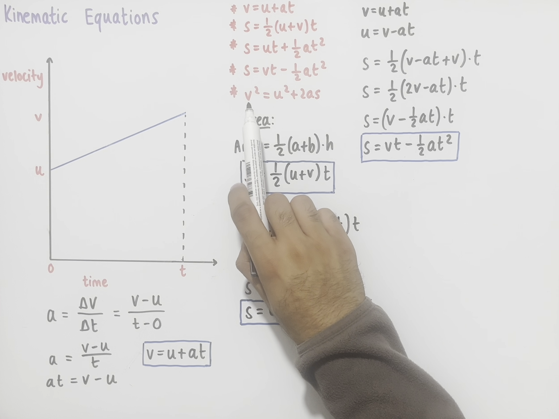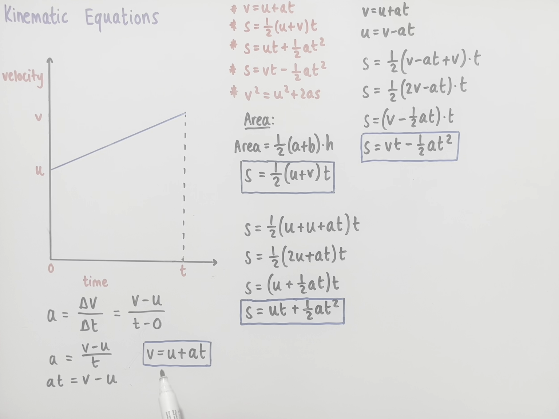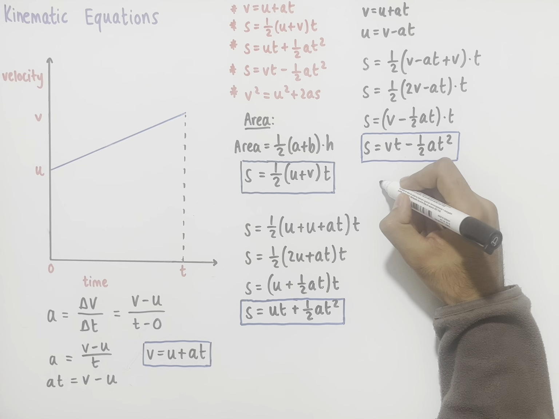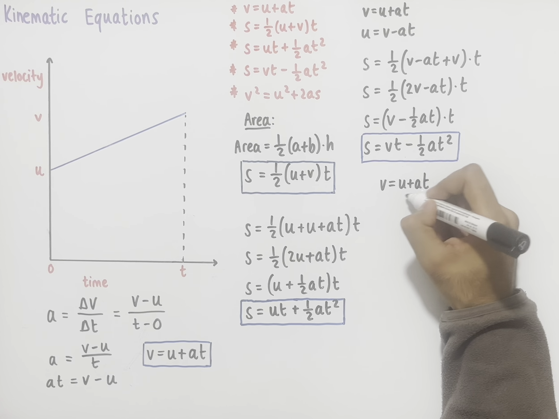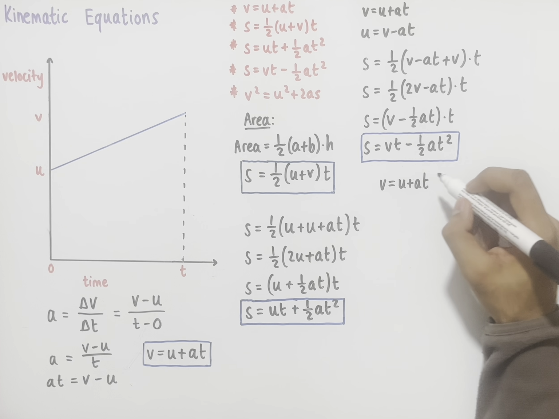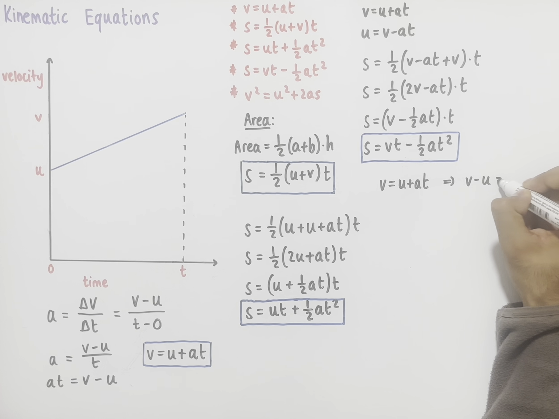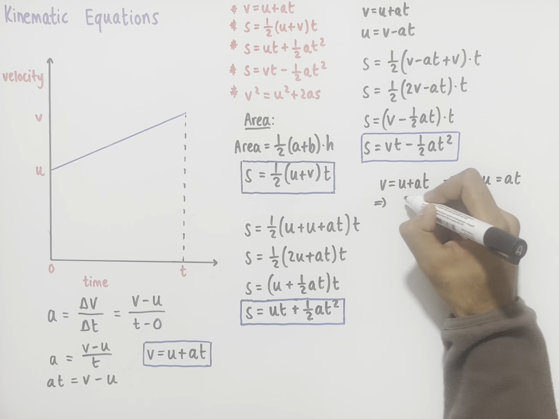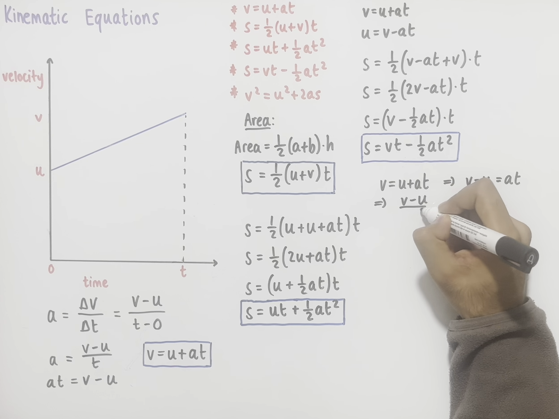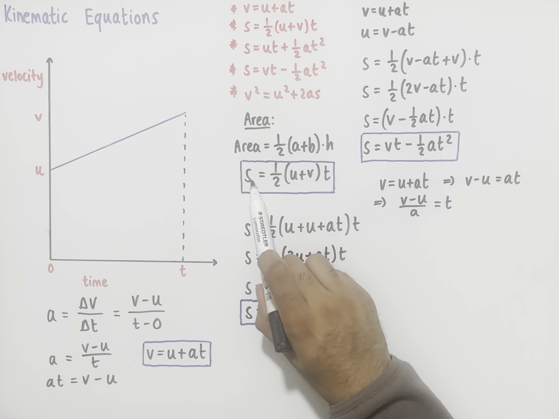Finally, for the last kinematic equation here, we see that there are no t's involved. And so we're going to start off with the first equation, and we're going to make t the subject. And so if we do that, we end up with v equals u plus at. And now rearranging to make t the subject, we first take away u from both sides, which gives us v minus u equals at. And then we divide both sides by a, which gives us v minus u all over a, which equals t. We can now substitute this into the second equation here.